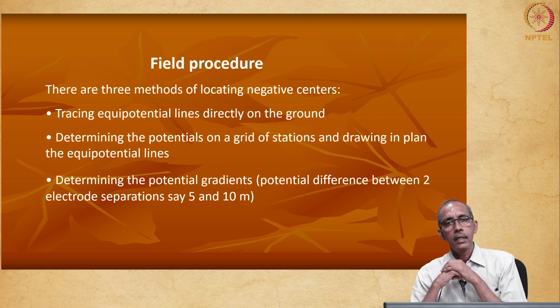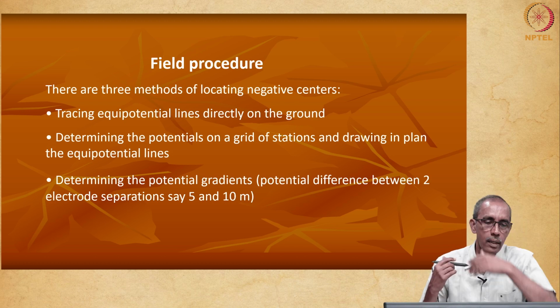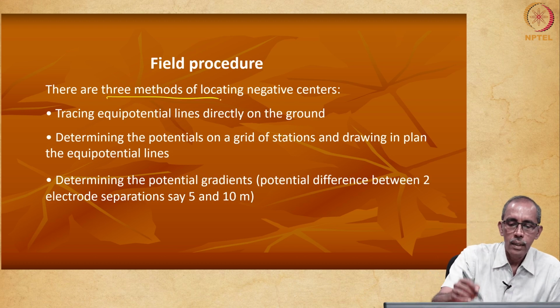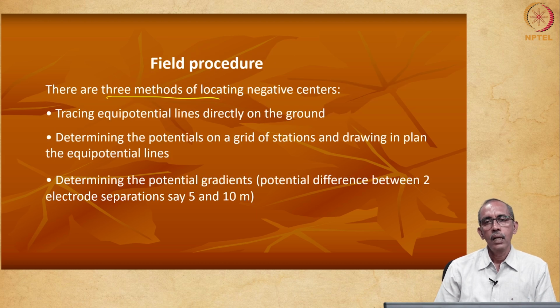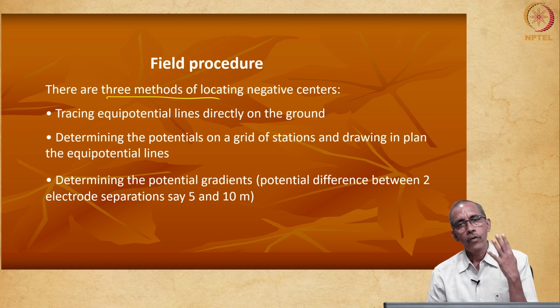How are we going to conduct the survey in the field? Survey in the field can be conducted by three different methods. Before looking into the methods, how are we going to arrange the electrodes? Having already learnt about the resistivity method, we very well know how many electrodes are necessary to conduct an electrical resistivity survey. How many electrodes are necessary? Can you tell me? We need 4 electrodes.